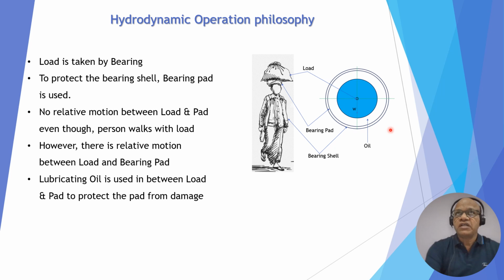So if there is relative motion, there will be friction and heat generated, so the babbitt will be damaged. To take care of the babbitt, we need oil between the shaft and the babbitt lining on the shell. So when the shaft is rotating, the load or relative motion or heat is taken away by the oil.